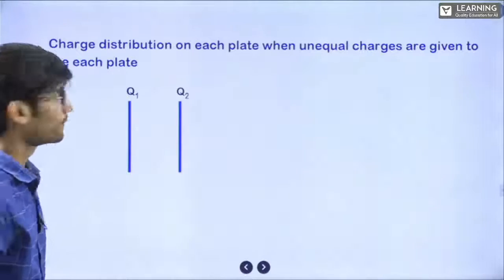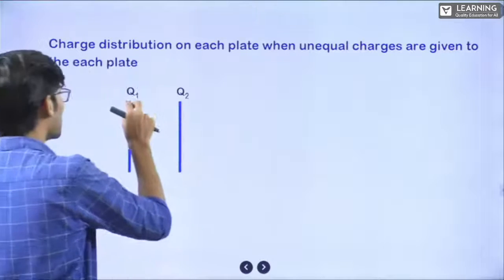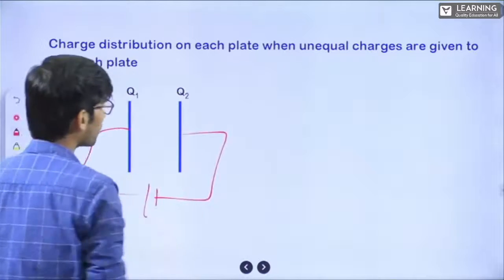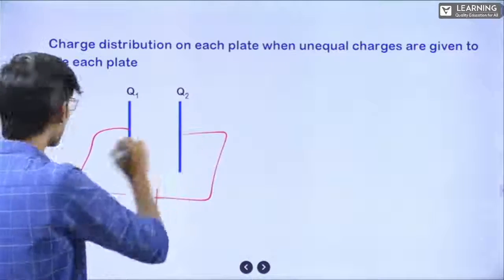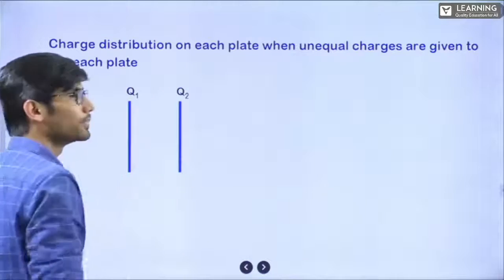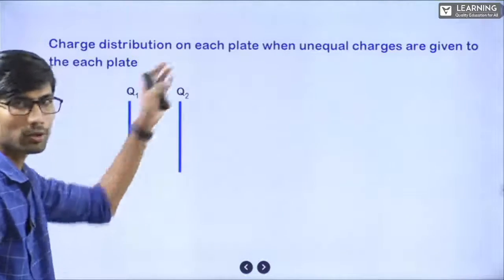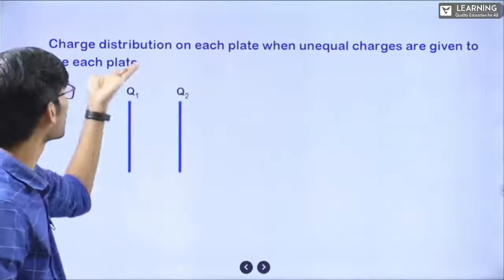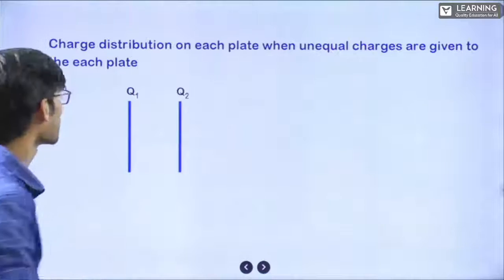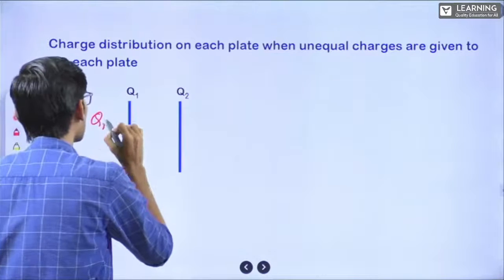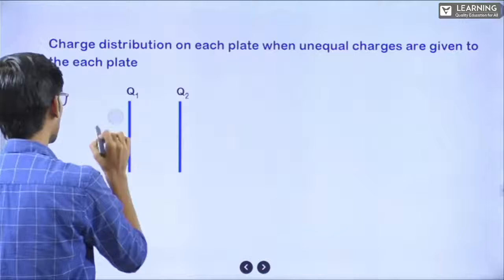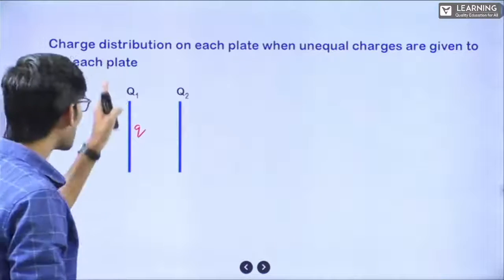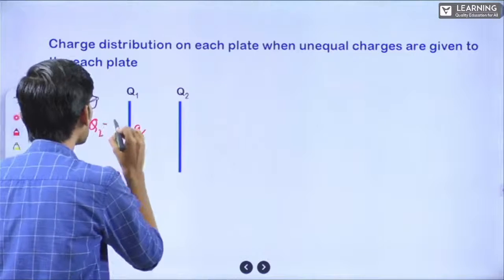Now let's say some charge flows from here to here. What will happen if I put a battery? The charge will start flowing from here to here, right? Or let's say finally, because of charge distribution, I am not connected to the battery. I have kept these two plates like this. Q1 charge is here, Q2 charge is here. Let's say inside this a charge Q has come. So outside the charge will be Q1 minus Q. Yes or no?